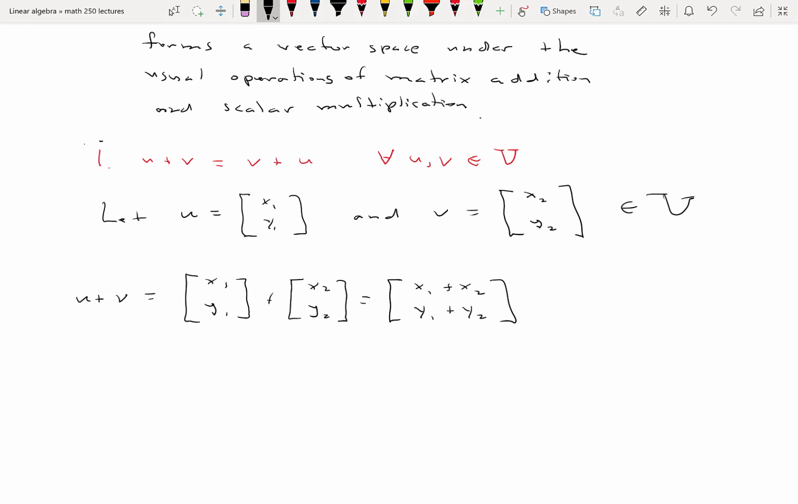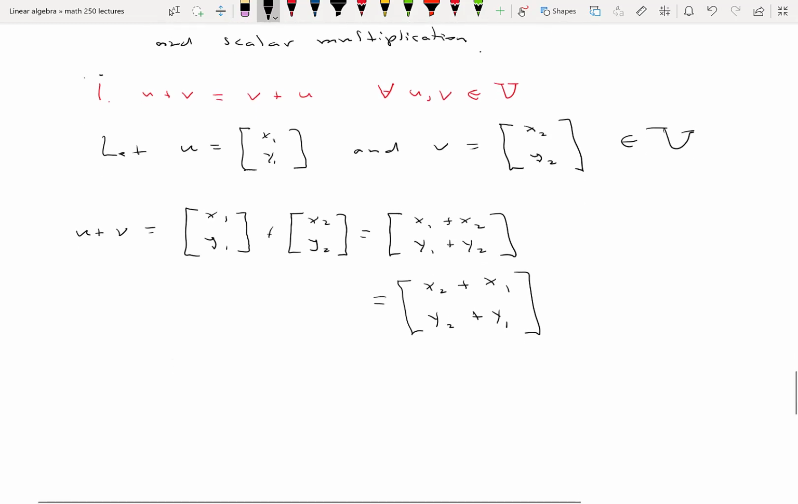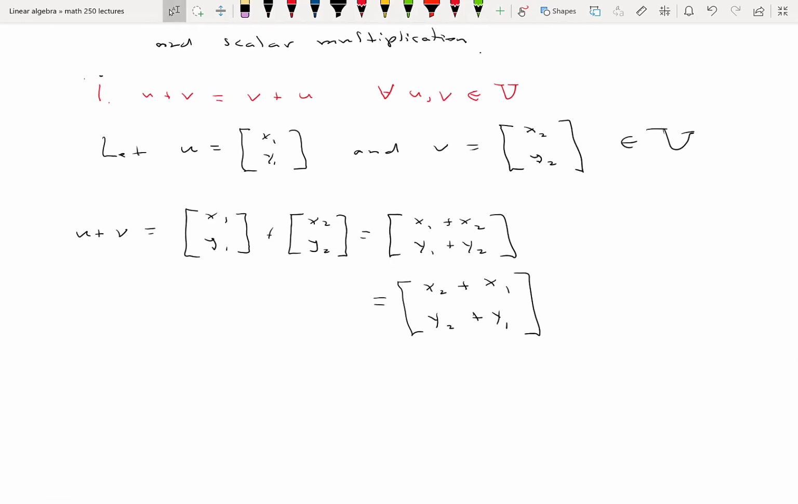Now look at those entries inside this matrix. x1 plus x2, those are real numbers. y1 plus y2, those are real numbers. You get to assume all the properties of real numbers. In particular, real numbers commute by addition. Real numbers satisfy the commutative property of addition. So this is the same as the matrix whose entries are x2 plus x1 and y2 plus y1. Why? Again, just regular real operations.